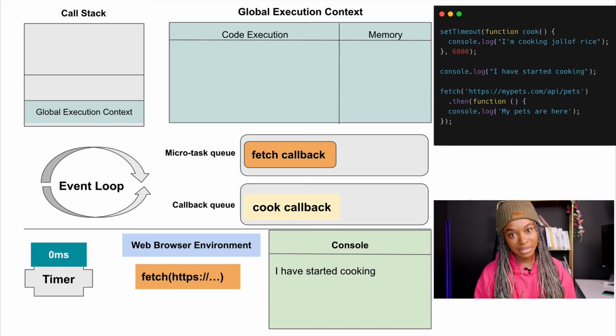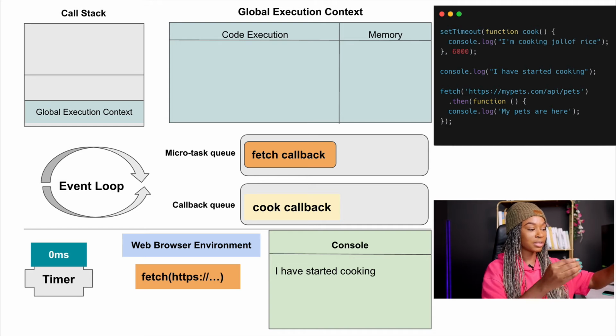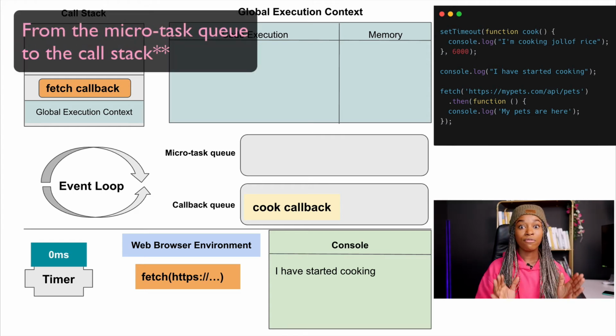So here comes the event loop. The event loop checks: is the call stack empty? Yes, the call stack is empty. And then it checks: is the microtask queue empty? Does it have any callback function? Yes, it does. So it pushes this callback function from the microtask queue to the call stack for its execution.